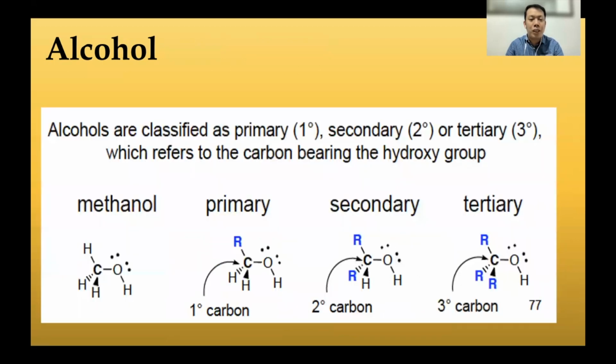Alcohols are classified as primary, secondary, or tertiary, which refers to the carbon bearing the hydroxy group. In this example, we have a 1 degree carbon. There's only one carbon attached. Secondary, there are two carbons. And tertiary, there are three carbons attached.